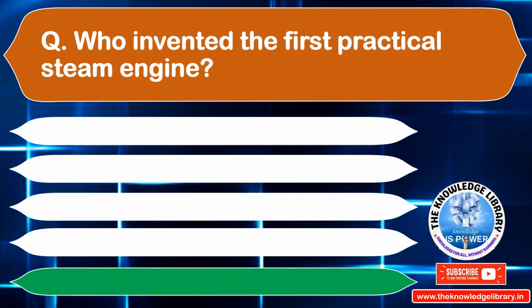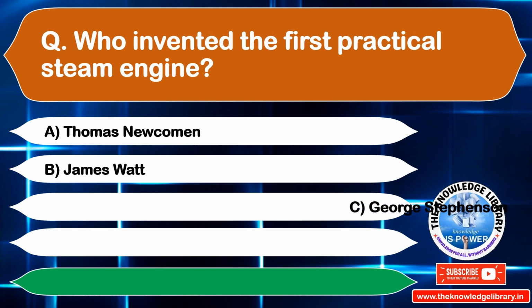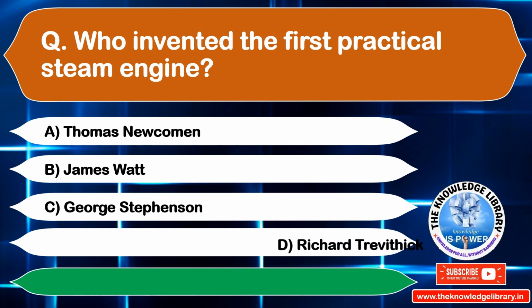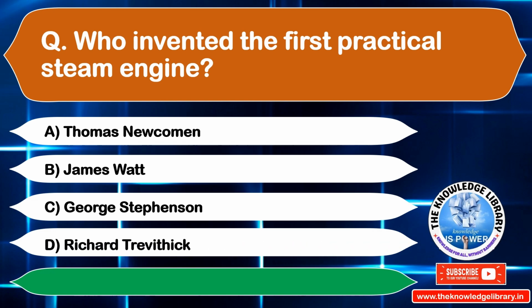Who invented the first practical steam engine? Option A. Thomas Newcomen. Option B. James Watt. Option C. George Stephenson. Option D. Richard Trevithick. The correct answer is option A. Thomas Newcomen. Move to the next question.